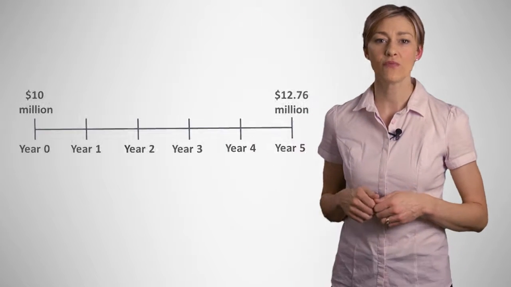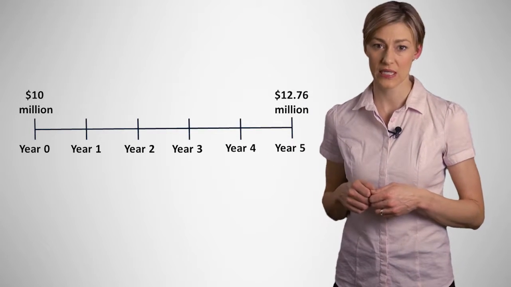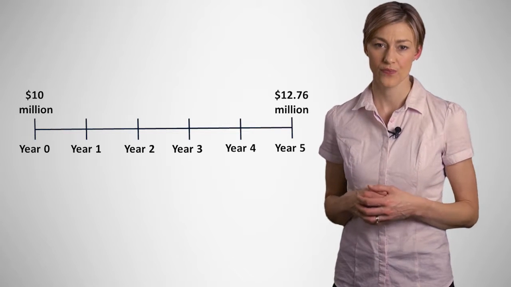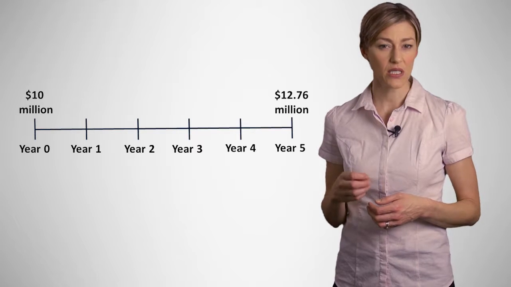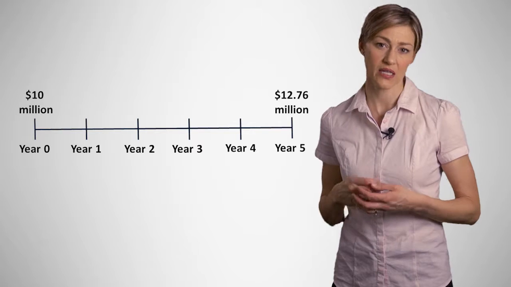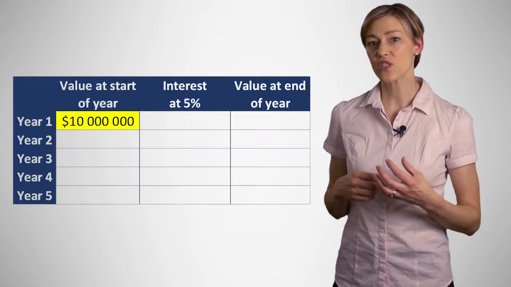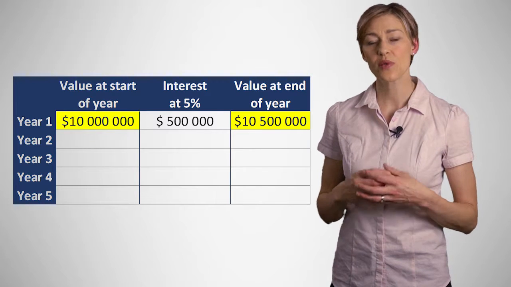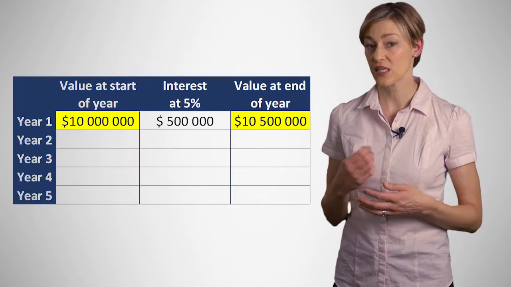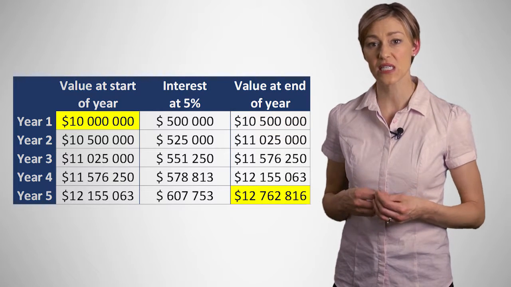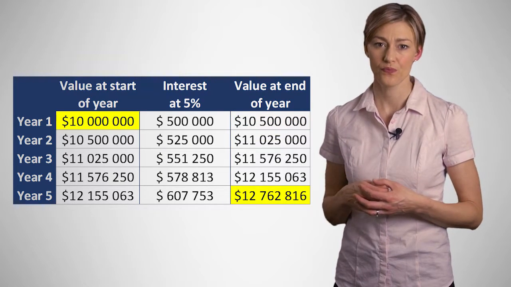The time value of money is therefore really important to consider, because we cannot compare current dollars with future dollars. For example, $10 million in 5 years' time is not as valuable as $10 million in your hand today. If interest rates are at 5%, then $10 million invested today would be worth $10.5 million next year. And it would be worth just over $12.76 million in 5 years' time.